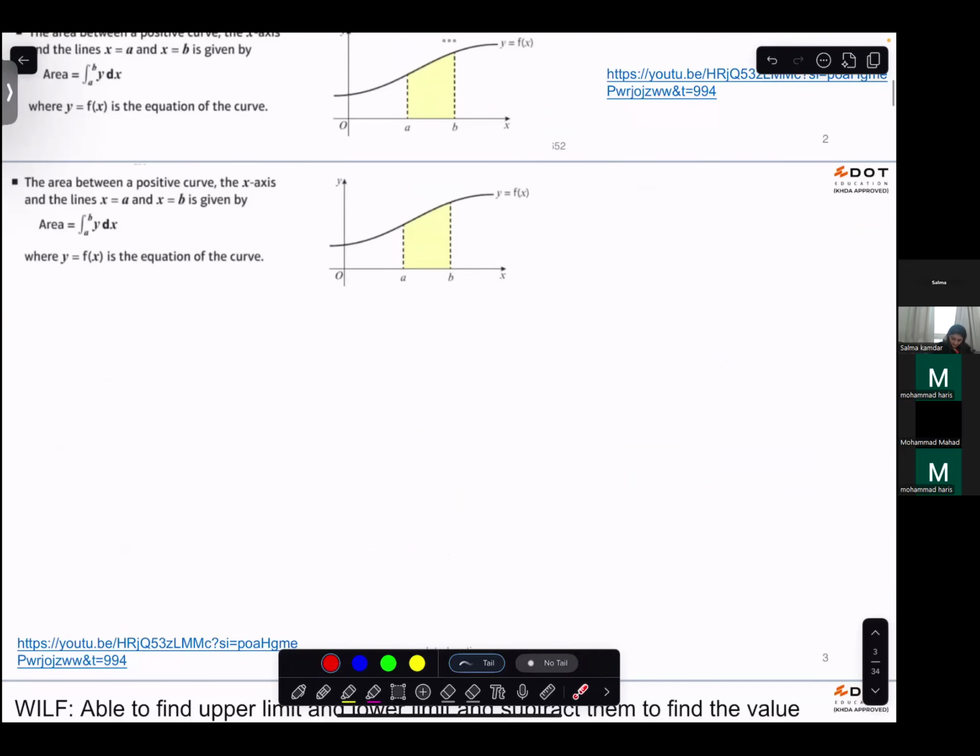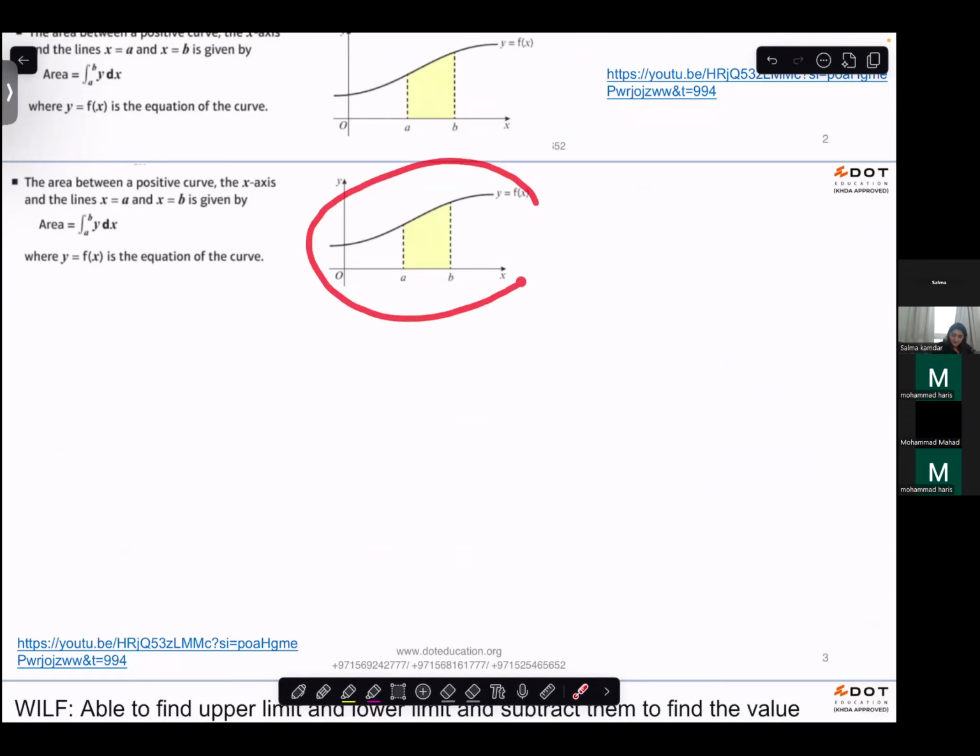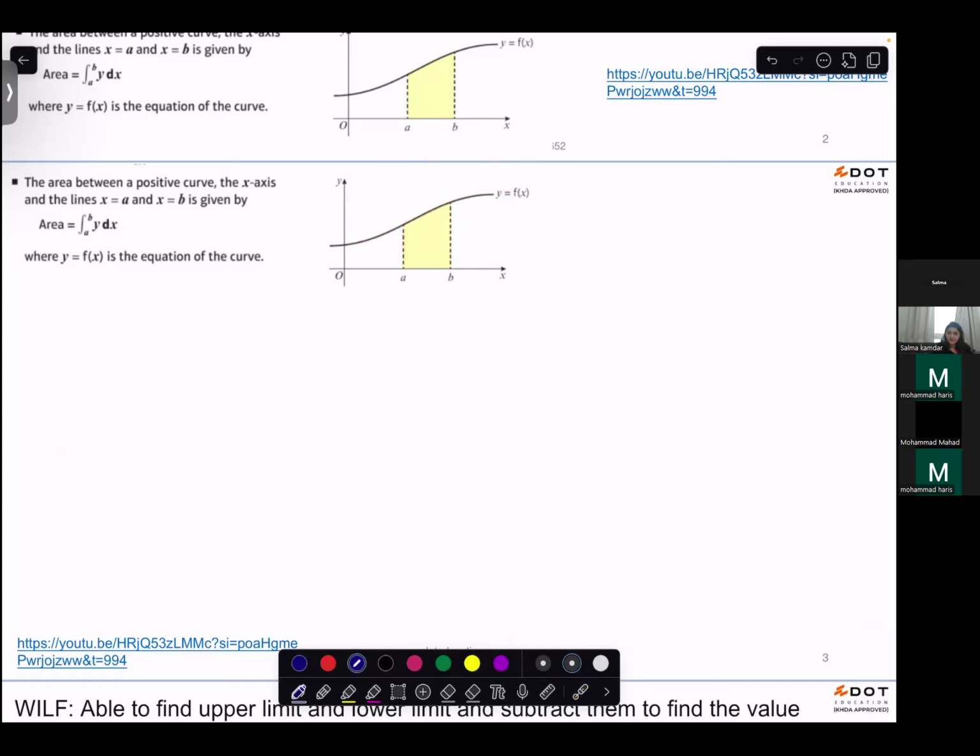I hope you're with me. In this example, what is the upper bound? B. What is the lower bound? A. So if I am going to integrate this function between B and A, I am going to get something which is called the area under the curve. How do you write it? I integrate between B and A, my y with respect to x.